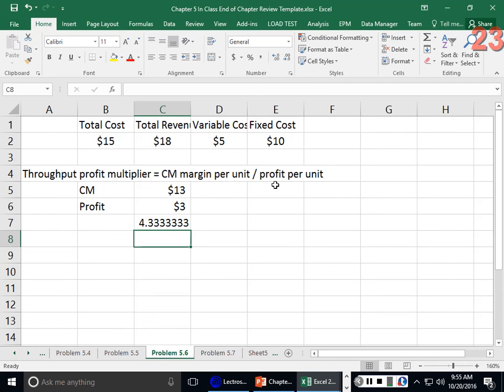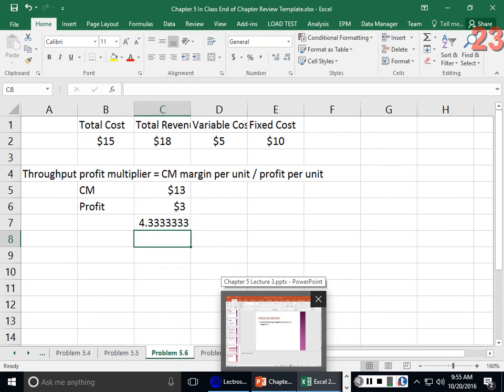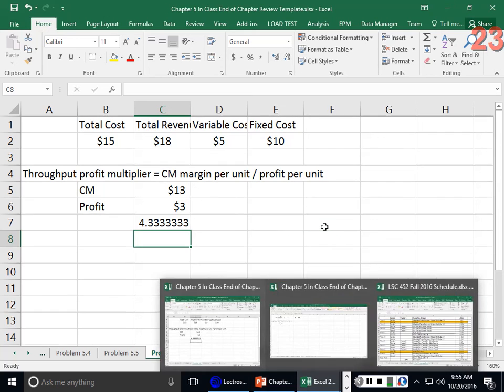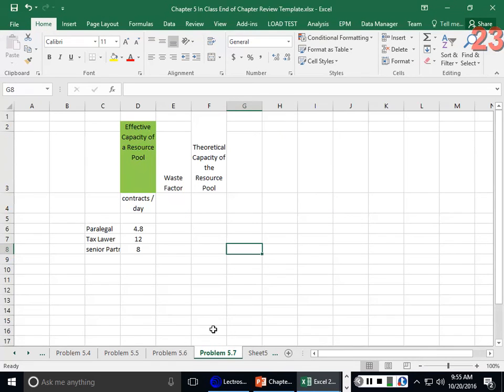Okay, everybody tracking with how we did that? The keys there are making sure that you understand when we say contribution margin, you're taking your revenue minus your variable costs. And when you say profit, that one should be a no-brainer, right? The profit is your total revenue minus your total cost. Okay? All right. So then let's take a look at 5.7.